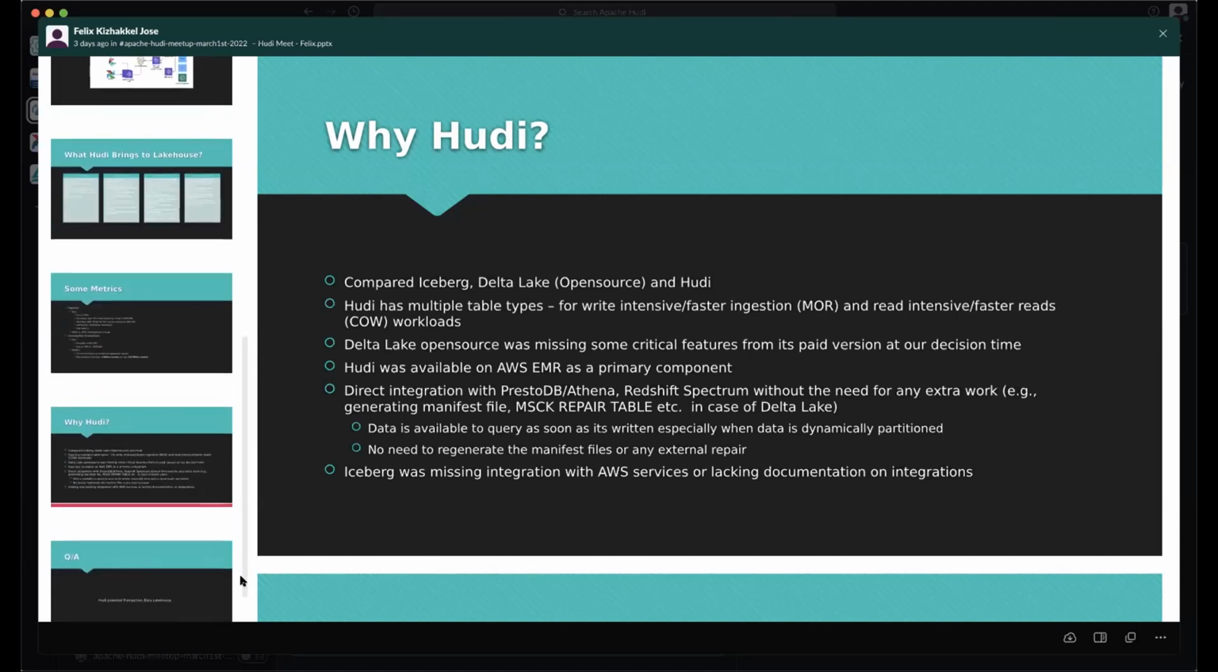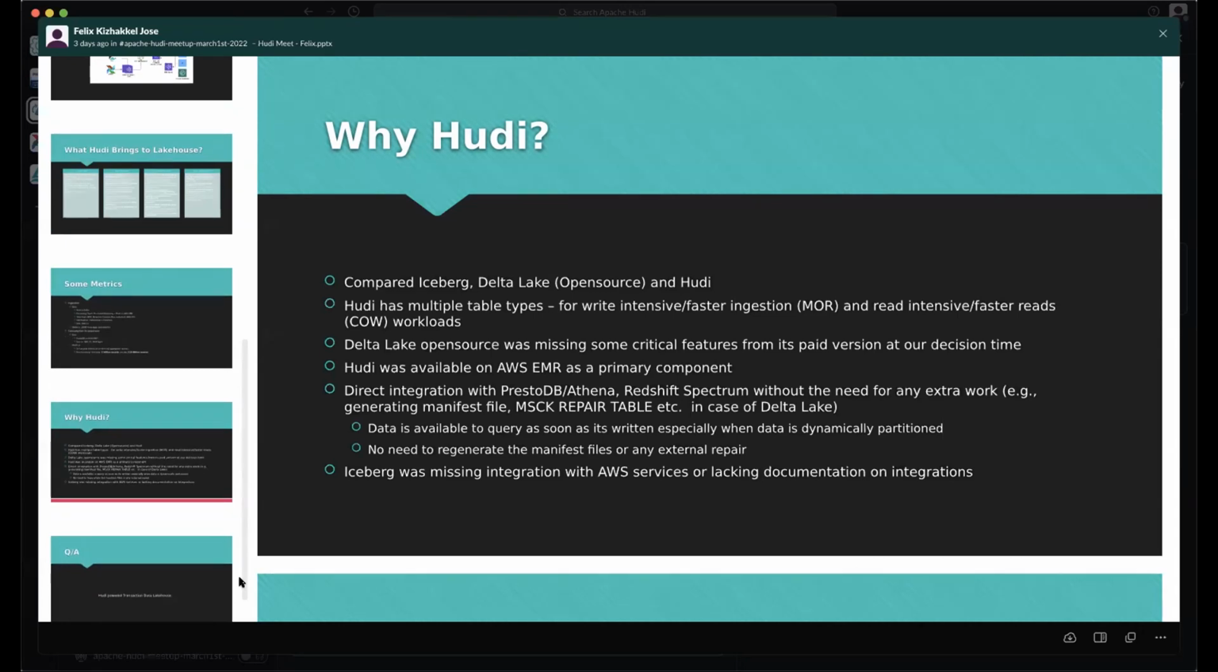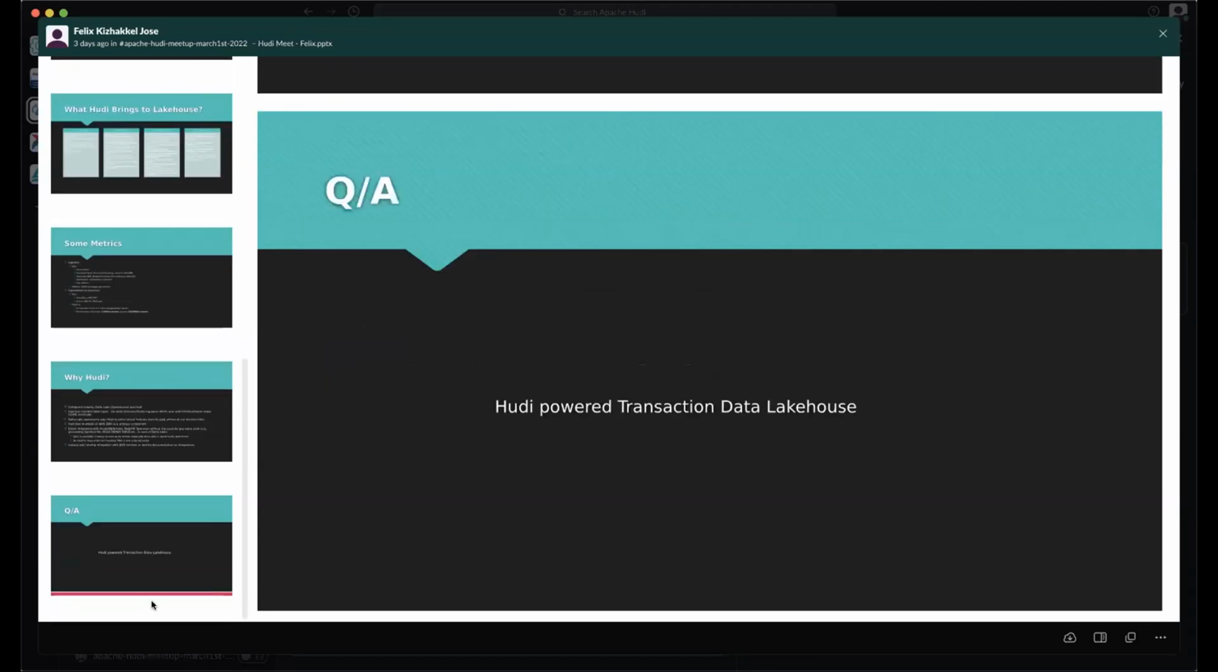So now we are able to get this lakehouse with Apache Hudi, and get all the features that we were looking for from Hudi. That's all I have for the presentation. If there are any questions, I'm happy to answer.